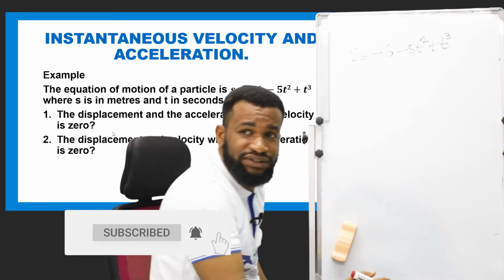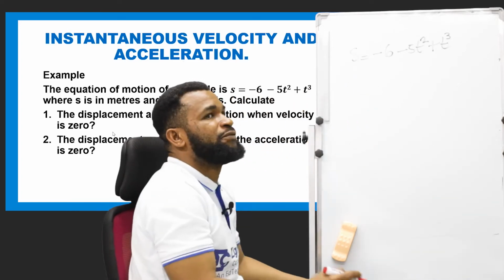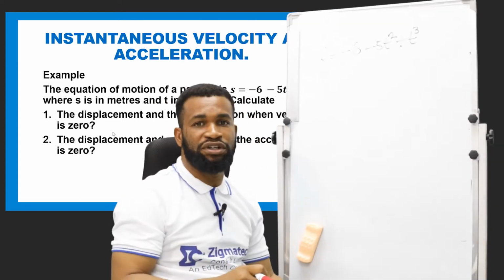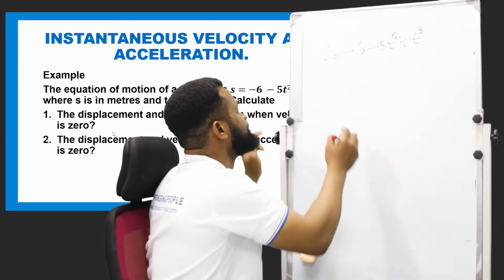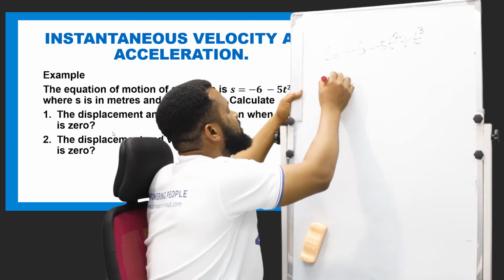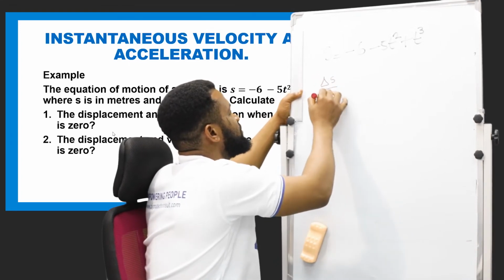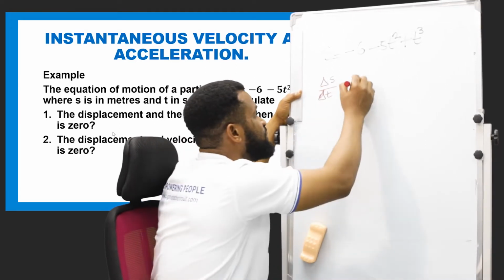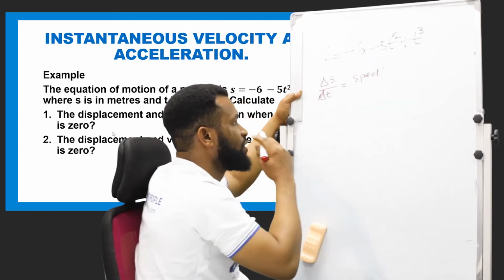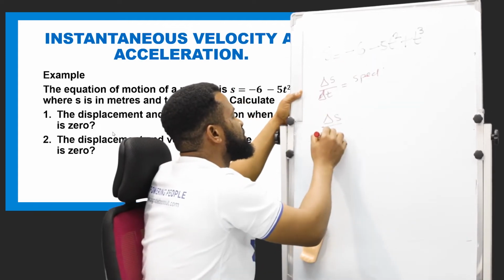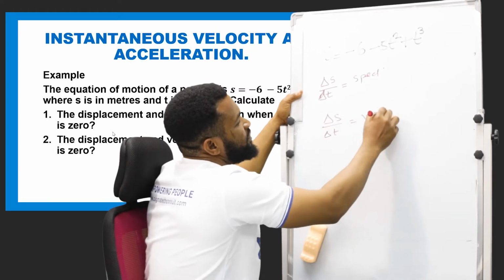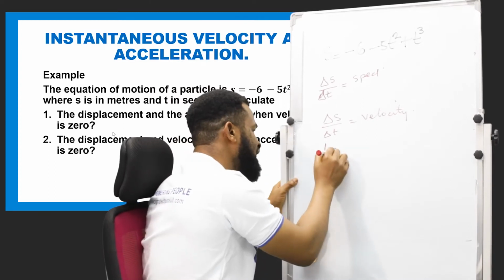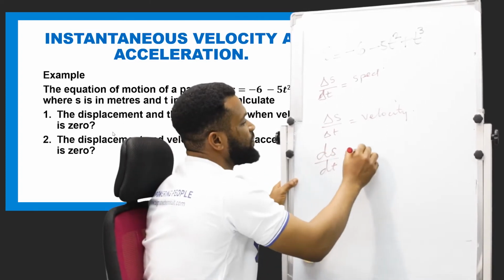How are we going to do this? Now remember, if you have watched the video on circular motion, there was a point we made. We said that change in distance over change in time is going to give you speed. Now, change in displacement over change in time is going to give you velocity. That means the derivative, ds over dt, is going to give you velocity.